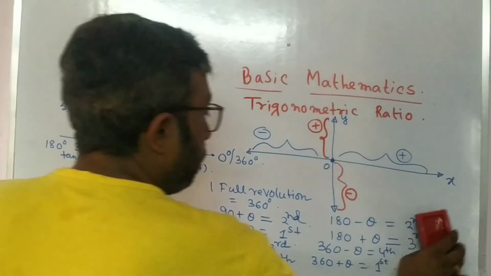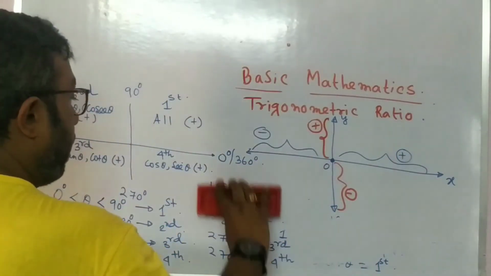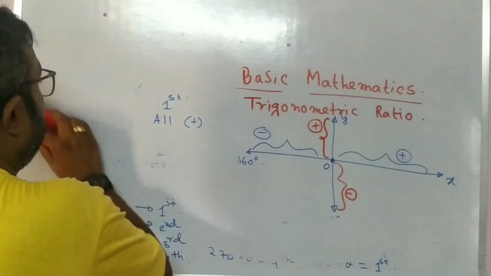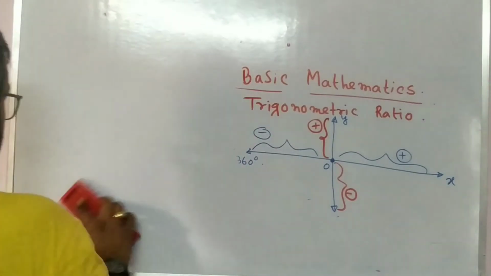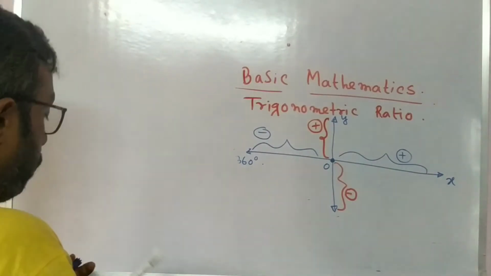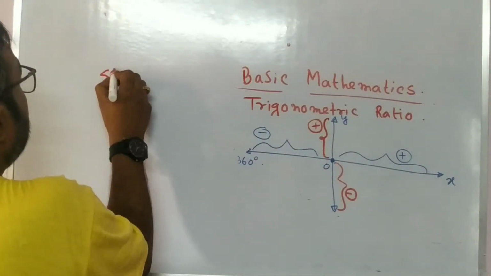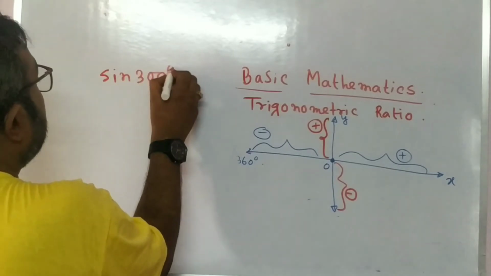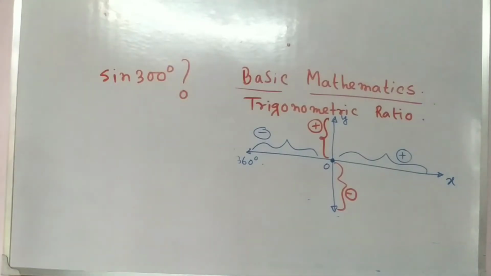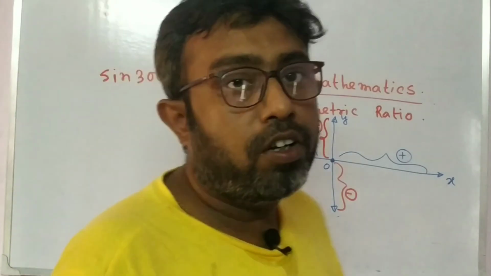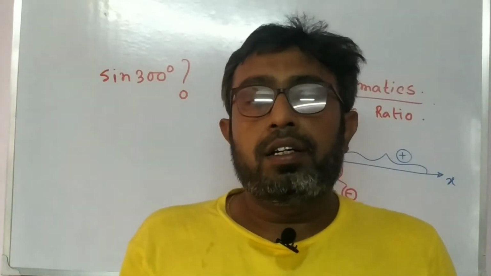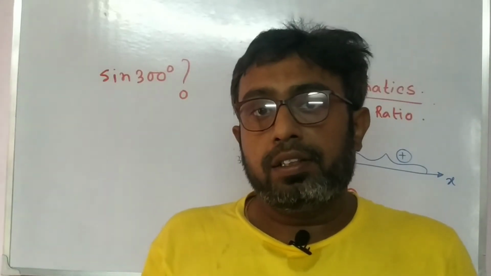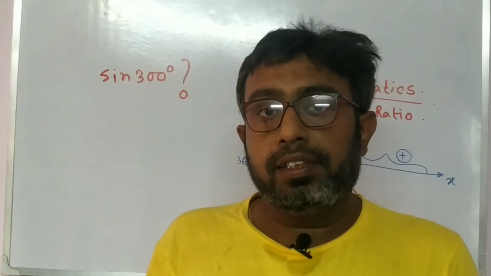Now you see, if we take 300 degree, then how will we do? Sine 300 degree. Okay, how we will find it? First of all, if any angle or trigonometric angle is odd multiple of 90, the trigonometric ratios will change to its complementary.